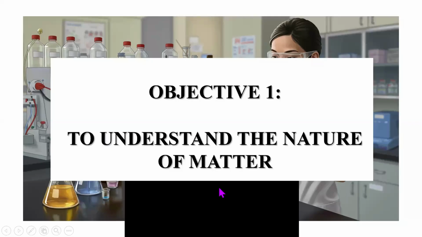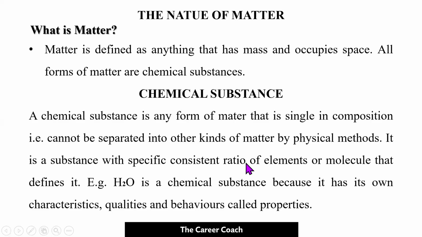Let's begin with objective 1, to understand the nature of matter. What is matter? Matter is defined as anything that has mass and occupies space. What is mass? Mass itself is the quantity of matter that is contained in an object. All forms of matter are chemical substances.